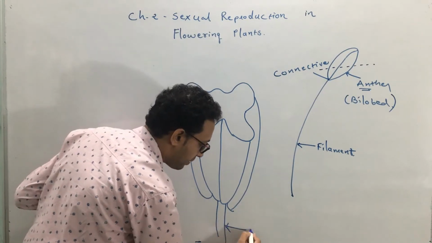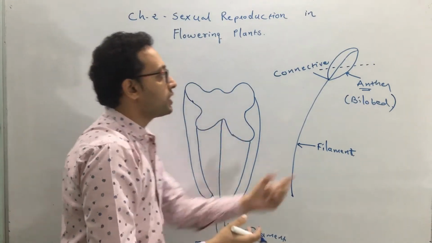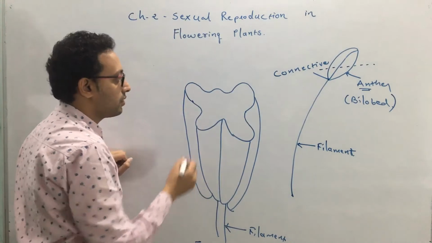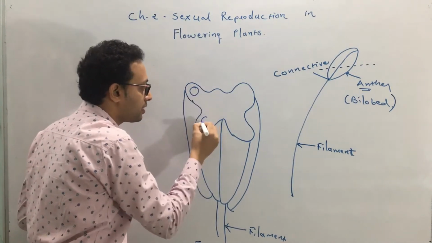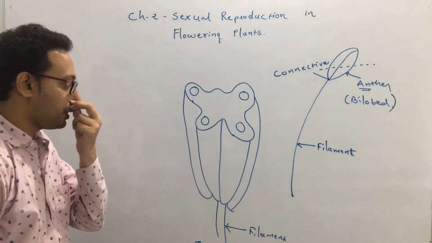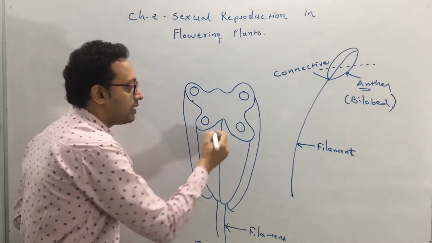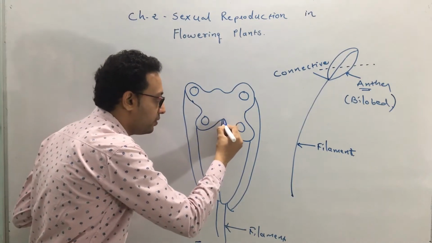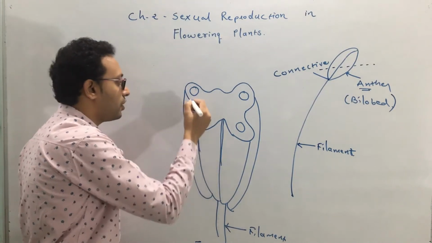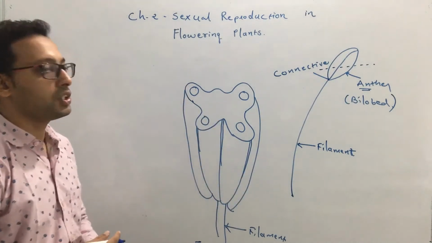This is a part of the filament. And when you see it from the top in the transverse section, you will see such a structure. These are the structures of an anther that can be seen in transverse sections. In this transverse section of an anther, there is a longitudinal groove which is running lengthwise.